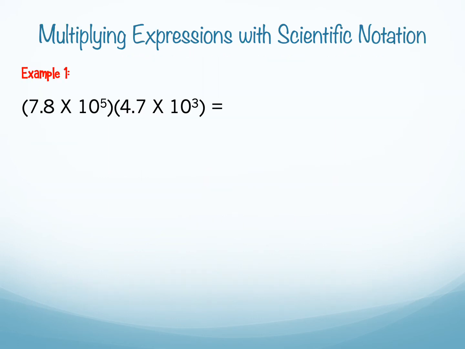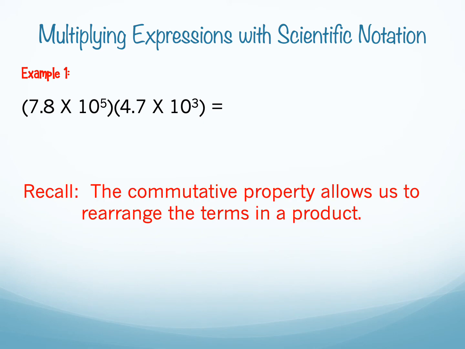This example will show you how we multiply expressions with scientific notation. Remember that the commutative property allows us to rearrange the terms in a product. If we start by rearranging these terms, we can put the coefficient terms together, 7.8 times 4.7, and then put the product of the powers together, 10 to the 5th times 10 to the 3rd.